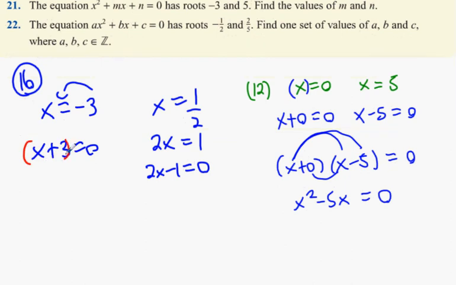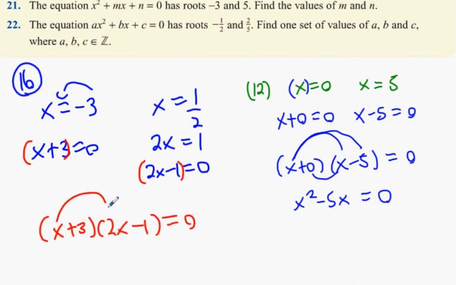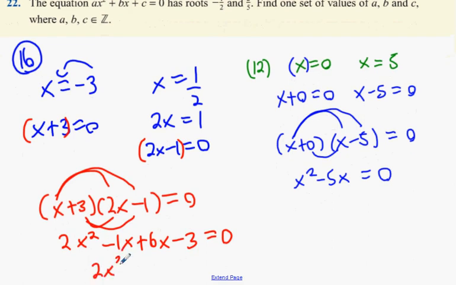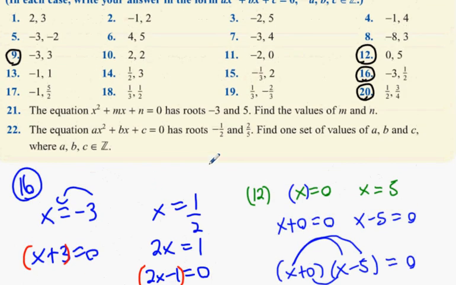So some of you forgot to get rid of the fraction part by bringing the 2 back up where it used to be. And then you can see that the whole question takes on a more familiar shape now once you do that. Let's go and multiply it out. 2x squared, yeah, minus 1x plus 6x minus 3 equals 0. And then 2x squared plus 5x minus 3 equals 0. Everybody happy enough with that? That's 16. So the last one we gotta do is 20, is it?